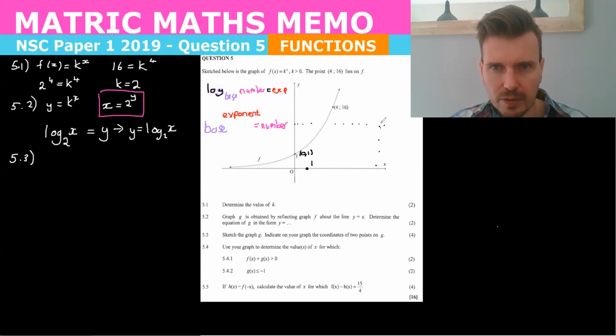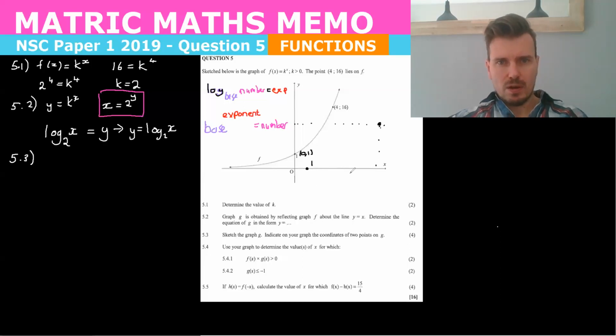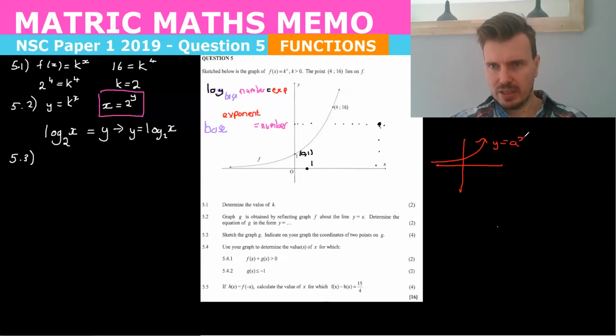It's going to be here somewhere. What I also want to talk about is the exponential graph quickly. The standard exponential graph looks like this: y equals a to the x, and it always intercepts at the point 1 unless it's shifted up or downwards, because anything to the power of 0 is 1. So we know an exponential graph has an asymptote of y equals 0, and that's what we have here.